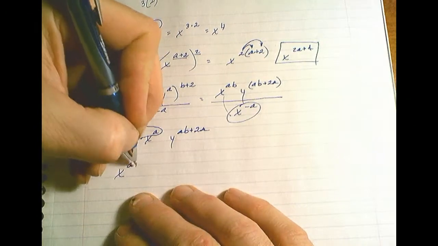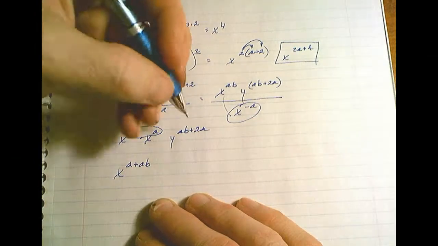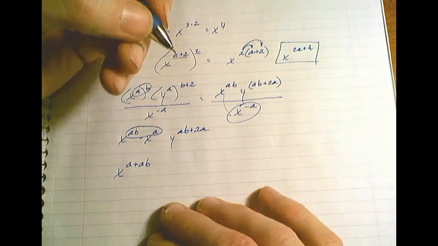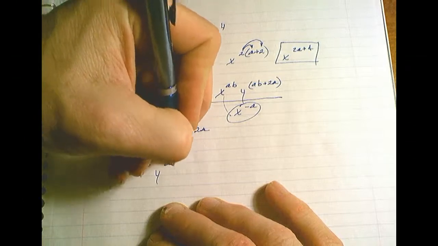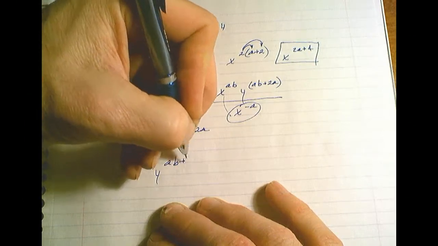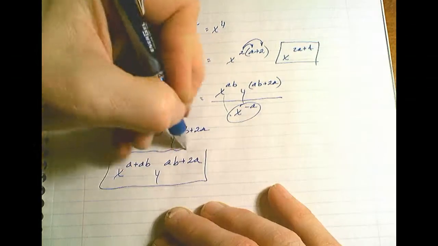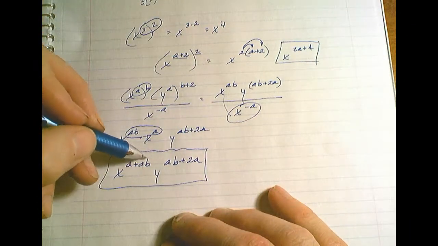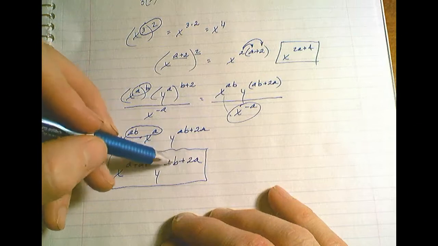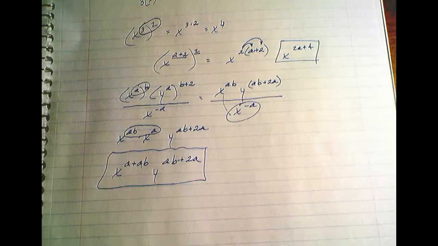I'm just going to switch it around, a plus ab. I guess you could leave it ab plus a, y to the ab plus 2a. And that is really all you can do, because you can't combine these two because of this b here. You can't combine these two because, again, because of this b. So at that point, you're good to go and done.